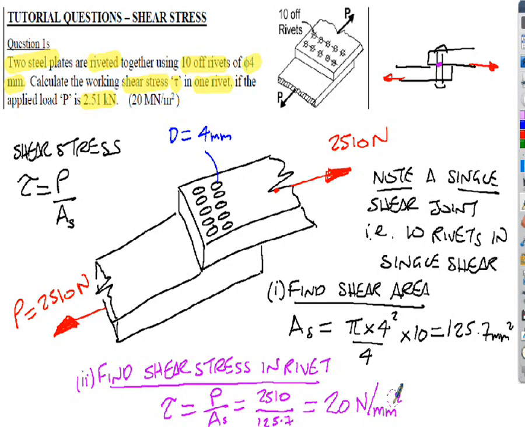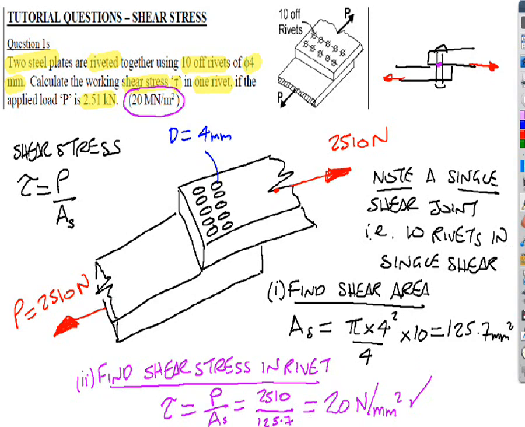In the question, notice it says 20 meganewtons per meter squared. They're just using a different unit there, newtons per meter squared. So 20 newtons per millimeter squared is the same stress level as 20 meganewtons per meter squared. It's the same thing, so we've got the right answer. Just different units. Let's go to the next question.